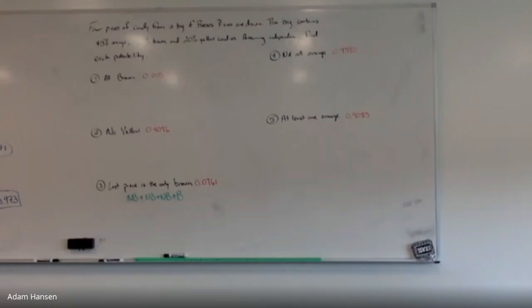35% are brown. What percent are not brown? 35% are. What percent aren't? 65. So it's 65% times itself 3 times. But then the last one, that's the 35% of them. Answer should be in red.